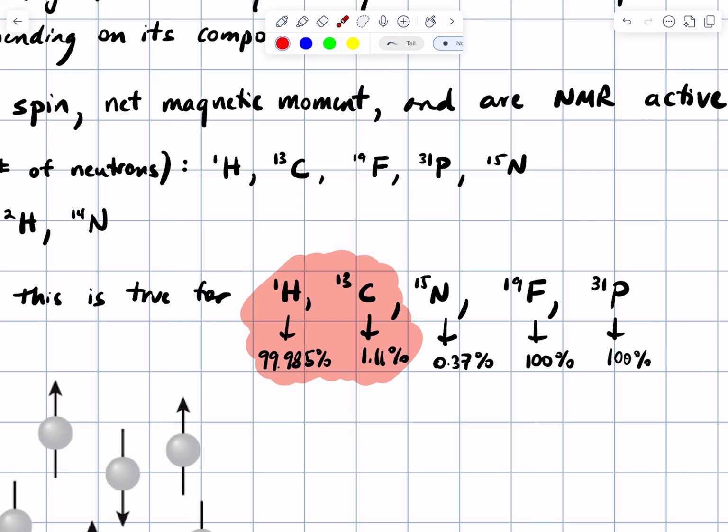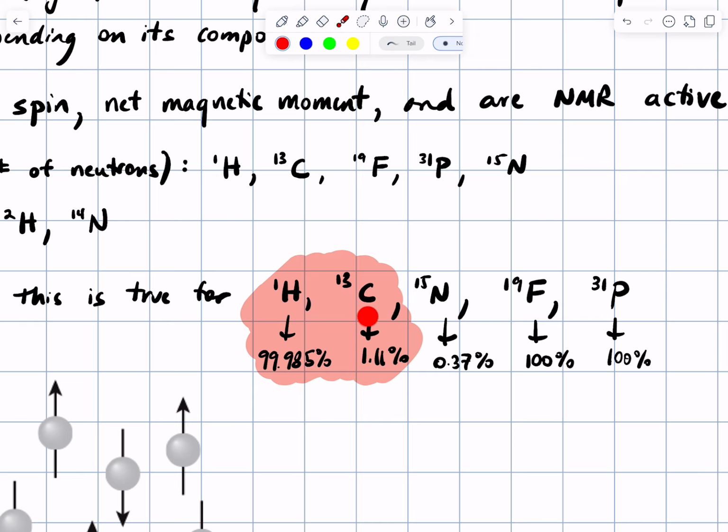Hydrogen-1, that is just regular proton, has a spin 1/2, and the abundance of that isotope of hydrogen is almost 100%, which is really, really fortuitous, and I see the hand of God in it, that it just so happens that one of the most common atoms in organic molecules happens to be one that we can learn about through this technique.